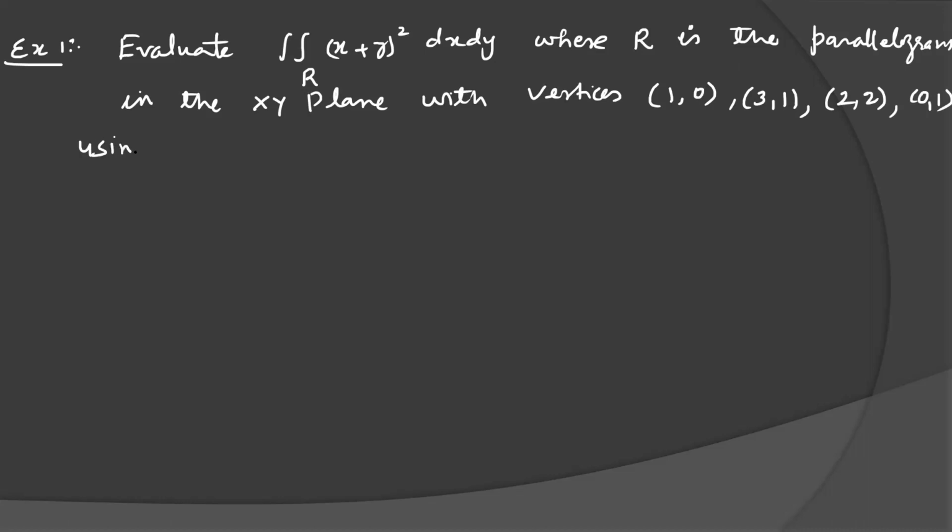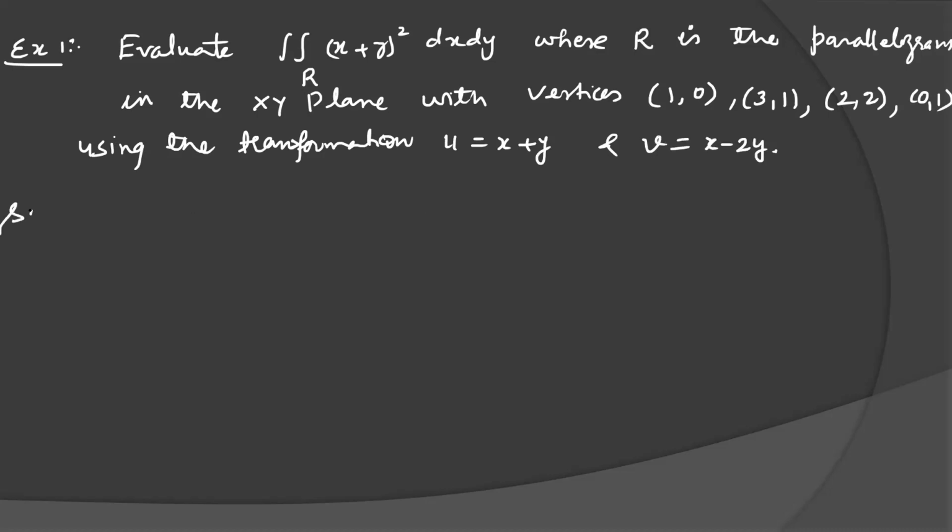Using the transformation, now the transformation in the given problem. Using the transformation, the relation between x and y is u is equal to x plus y and v is equal to x minus 2y. Let's see the solution.